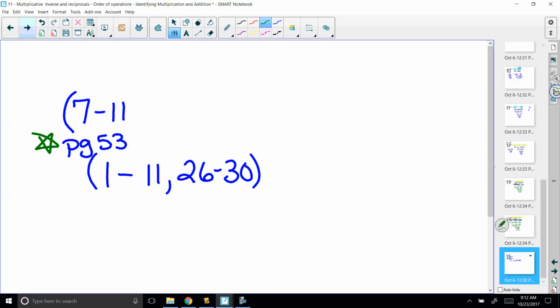Pass them forward, and what I want you to do is I want you to do 12 through 25 for today. On a separate sheet of paper, because I'm going to collect those.